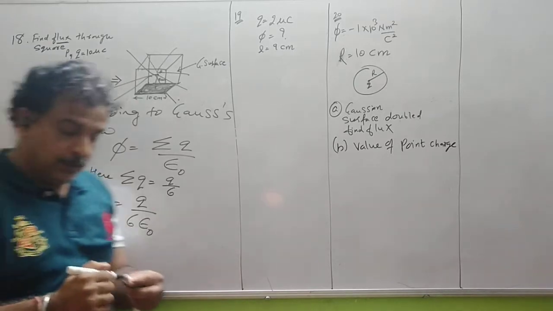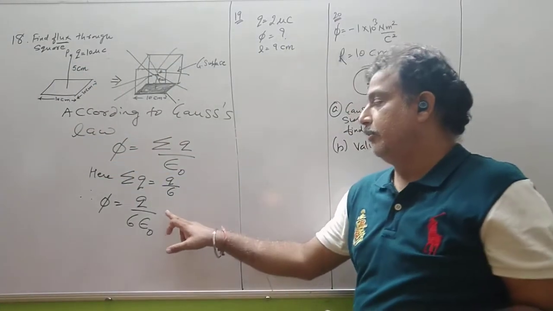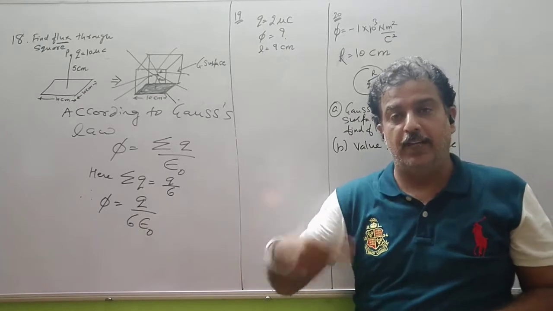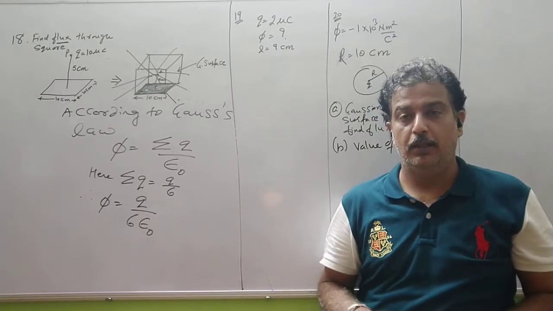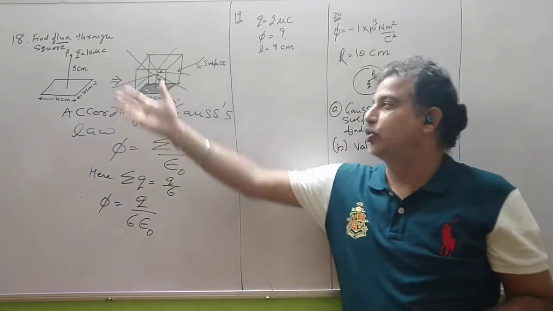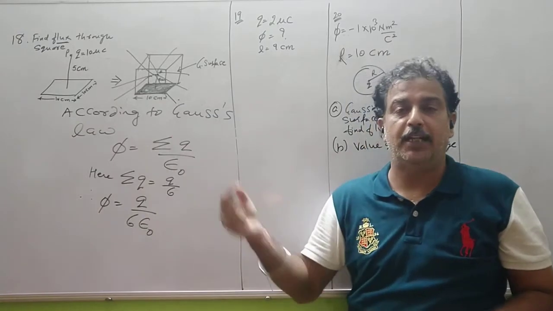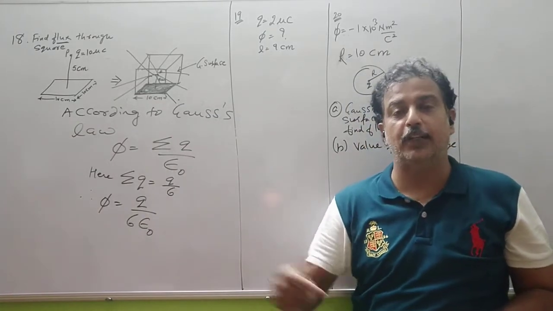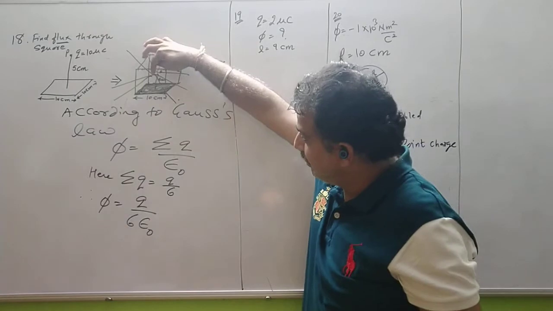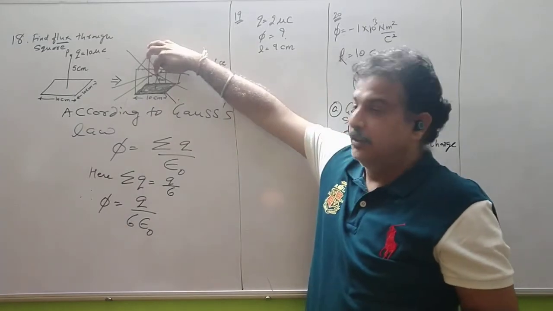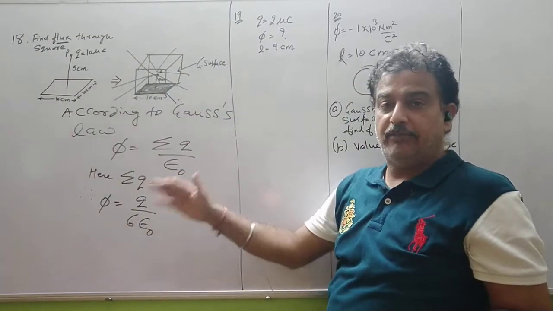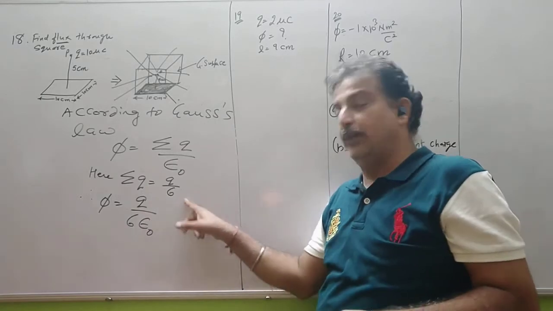So if they ask, this is the flux linked with one side of the cube or a square. So even if they ask you what is the flux linked with one side of the cube, here the charge is at the center, so it becomes 1/6. If there are two faces, I multiply it by 2.